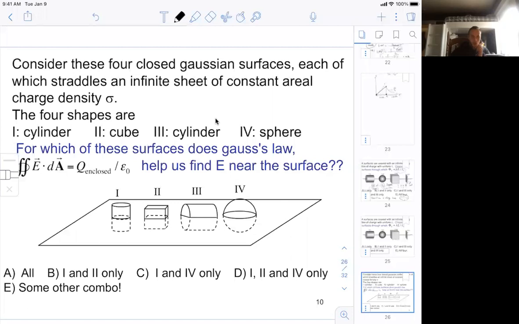So this is a question asking which of the surfaces can actually be useful to find E. Right now, your goal is to not just find the flux, but find E. Okay, I'll let you again discuss this for a minute or two, and we can vote. Now make sure you take a screenshot of the picture before you leave.